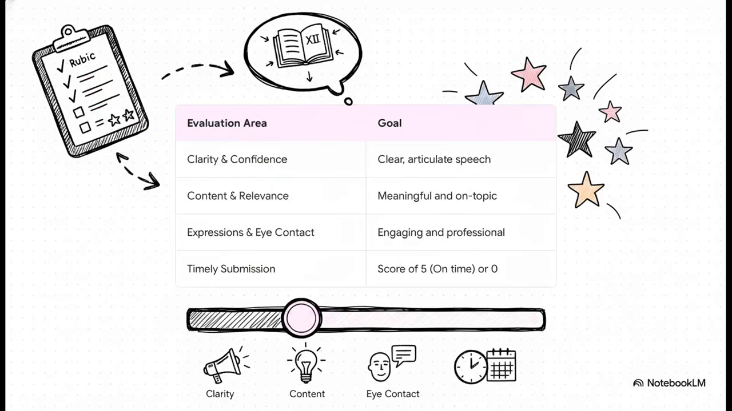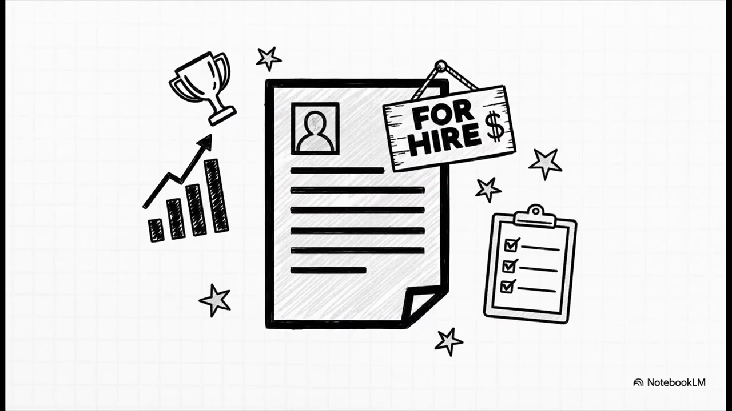But of course, feedback is only useful when it's structured. So using the rubric from Annexure 12, you'll evaluate their videos on a 5-point scale. You're looking at things like clarity, the relevance of their content, their nonverbal cues, and yes, professionalism, which absolutely includes hitting their deadlines. Next up, we look at what is probably their single most important personal marketing document, their CV.